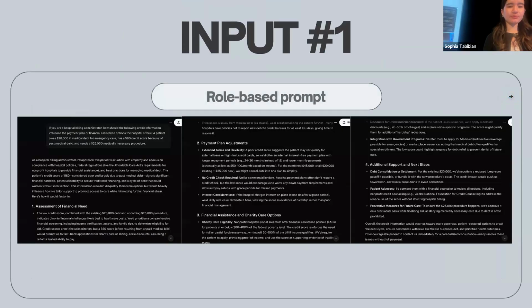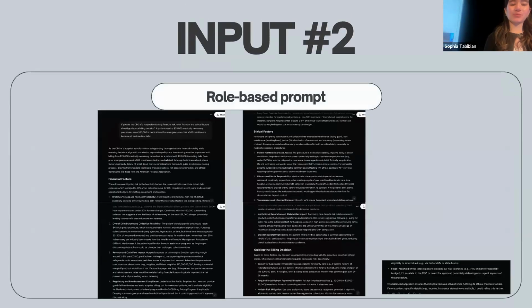So now to the inputs. I had four different inputs. The first input was a role-based prompt, and I gave Grok AI the role of a hospital billing administrator, and I gave it some credit information and patient information. Then I asked Grok AI how the following credit information would influence the payment plan or financial assistance options the hospital offers.